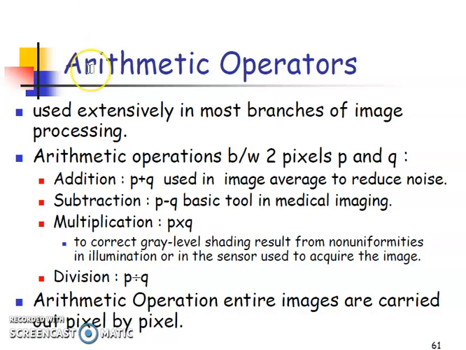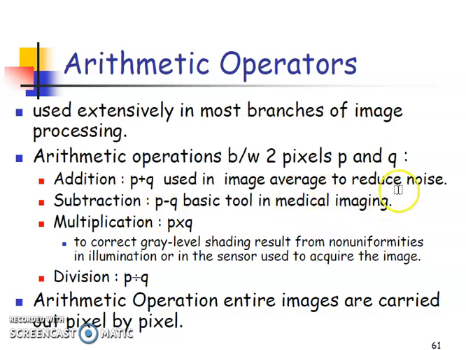Now we'll see some arithmetic operations on the image. Arithmetic operations are used mostly on images, and operations like addition, subtraction, multiplication and division are applicable for images. If we have to reduce the noise from the image, in that case we perform addition of two images. So P plus Q is used in image averaging to reduce the noise.